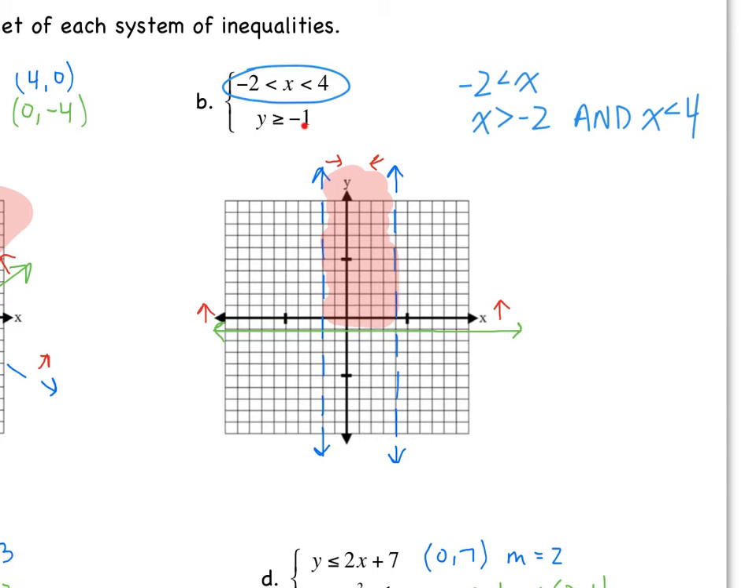y is greater than or equal to negative 1. Hopefully we recognize that that is a horizontal line. Since I'm graphing greater than or equal to, I'm going to be shading above. With this guy here, since x is between negative 2 and 4, I'm going to be shading between those two blue lines. But where does the overlap occur? It occurs above the green line and between the blue. So my solution set is this shaded region here.